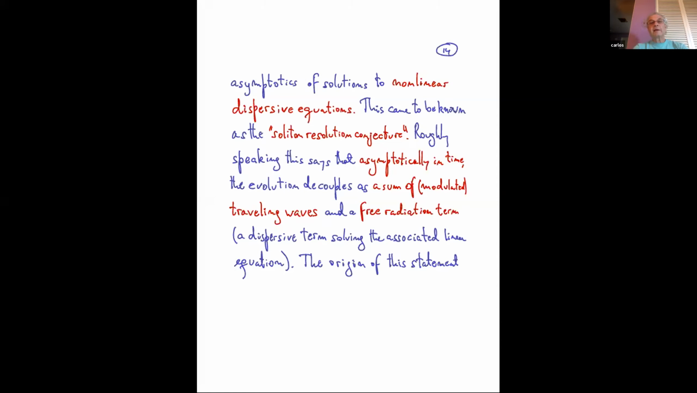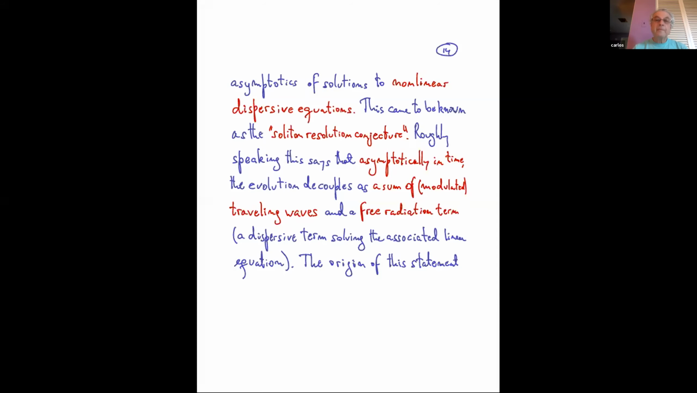Now, this is a remarkable statement in my mind because a priori, the dynamics of the long-time behavior of nonlinear dispersive equations could be extremely complicated. But this assertion says that if you wait long enough, things resolve into the nonlinear objects, and this is what we mean by the nonlinear objects here: sums of modulated traveling waves, and radiation, which are dispersive terms, which solve an associated linear equation.